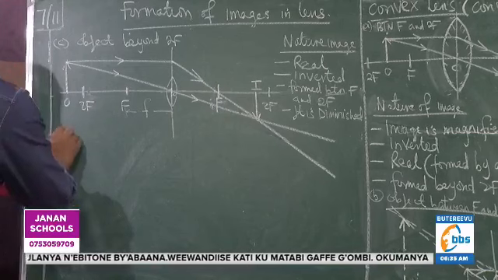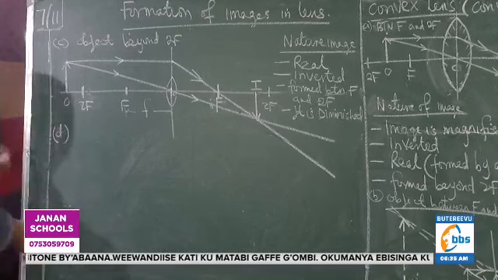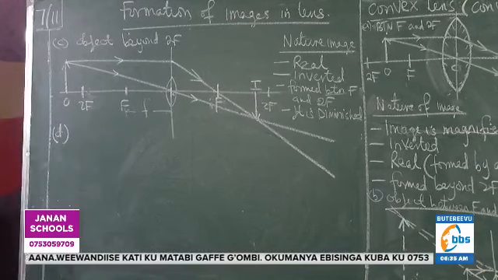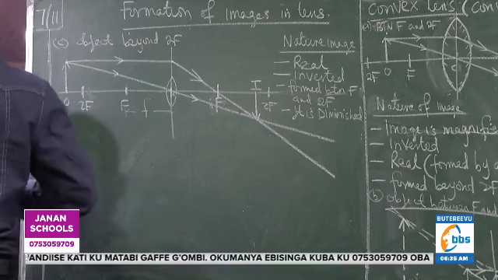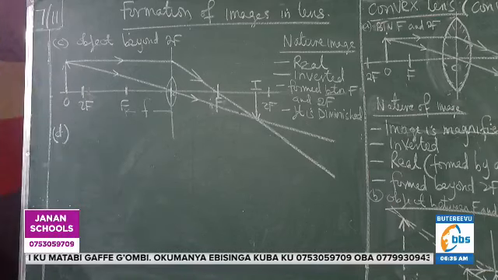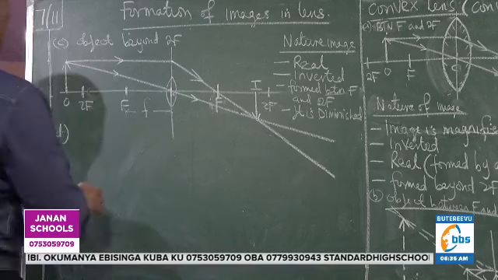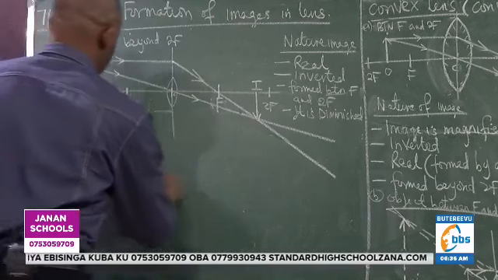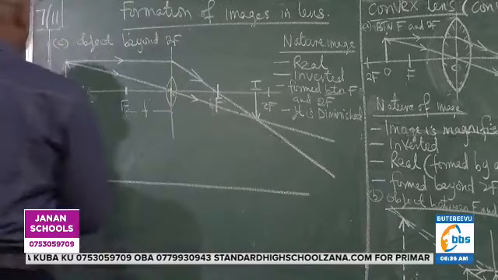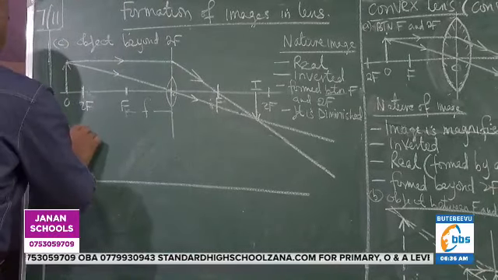We look at the next diagram. The object here has been placed beyond 2F. We are going to look at D. This is the diagram where you are expected to be very accurate.